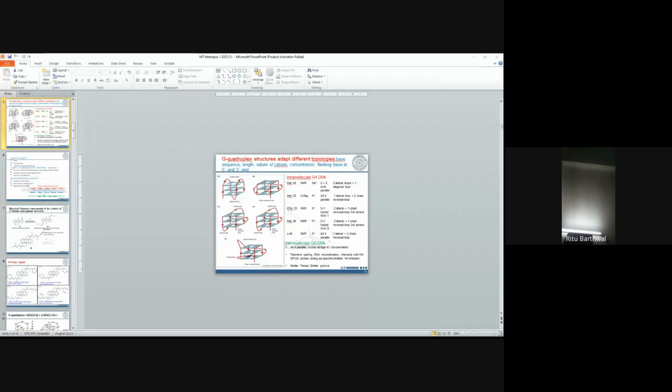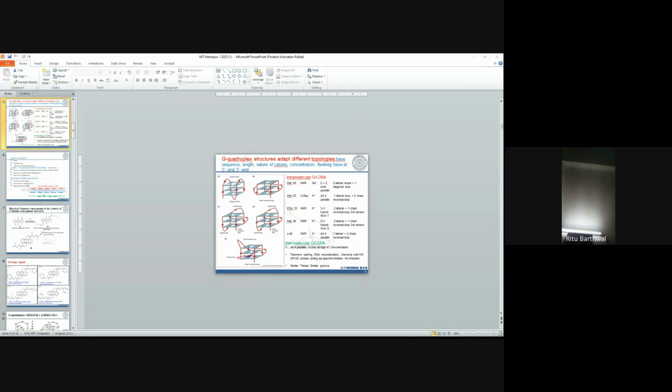The nature of cations, as I said, potassium and sodium, gives different results, and sometimes concentration makes a difference. It also depends on the flanking base, whether it is A or T, and which are the starting bases that you have. So there are a lot of factors when you take short strands and try to do the structure. It will depend upon that.